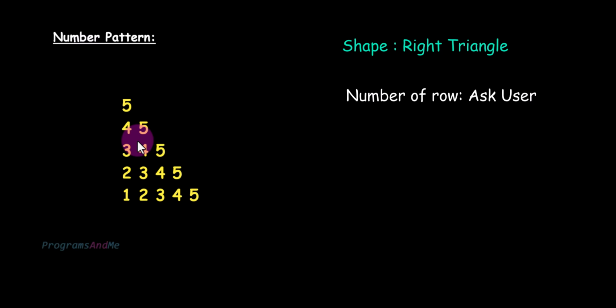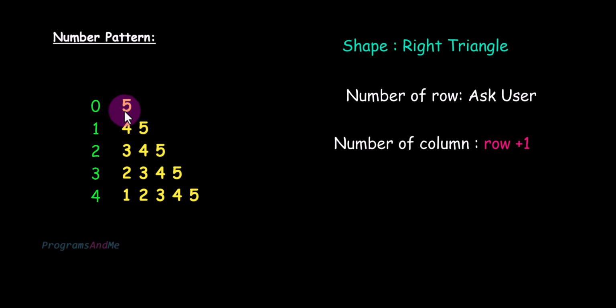And for the number of columns we'll use the formula row plus 1, because here when row is 0 we need 1 column. When row is 1, we need 2 columns. When row is 2, we need 3 columns, like that. So we'll use the formula row plus 1 for the number of columns.